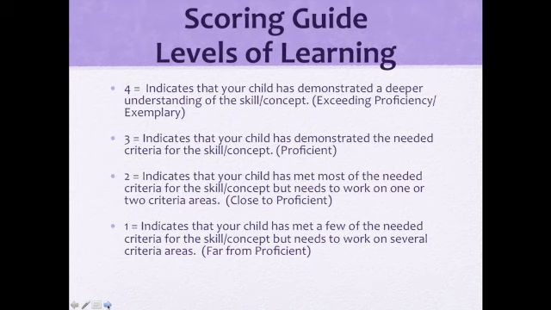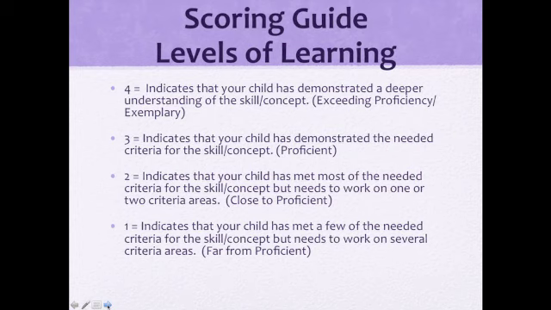4 indicates that your child has demonstrated a deeper understanding of the skill concept, exceeding proficiency, exemplary. 3 indicates that your child has demonstrated the needed criteria for the skill concept, they're proficient. 2 indicates that your child has met most of the needed criteria for the skill concept, but needs to work on 1 or 2 criteria areas, close to proficient.